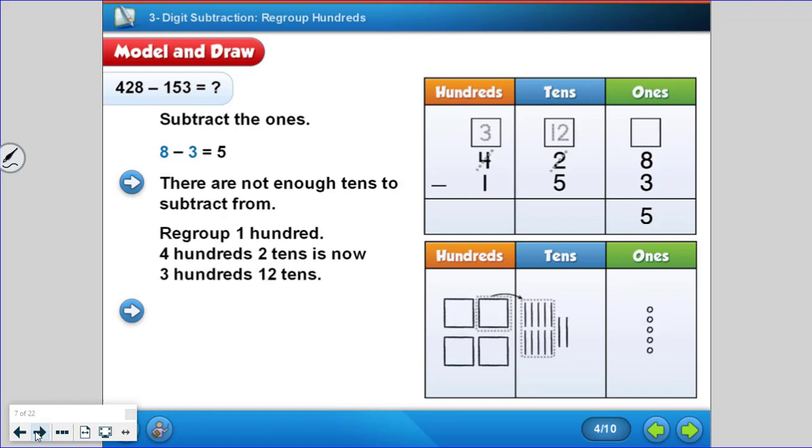Okay, let's go to the next step. So the next step is we're supposed to subtract the tens. There are not enough tens to subtract, right? 2 minus 5. There's not enough tens to subtract. So we regroup 100. Okay, so I'm going to trace this. So 300s, right? We cross out the 4, and we have 300s now. And we cross out the 2 tens, and now we have 12 tens. Okay, and now we can subtract. So now we have 12 take away 5. So we'll go to our next step.